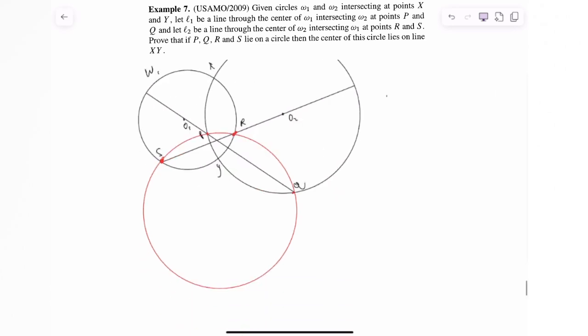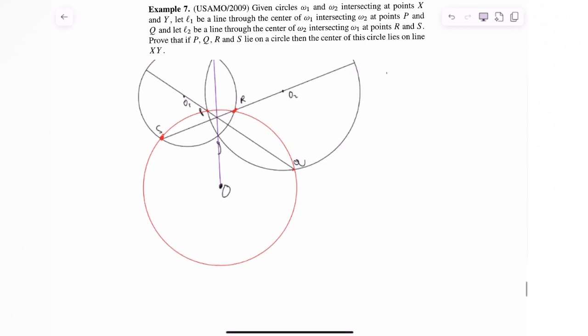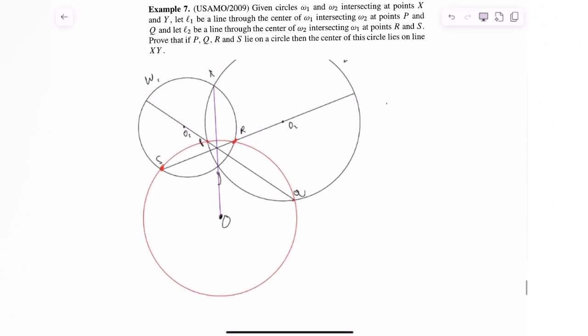Okay, if P, Q, R, S are on the circle, then the center of the circle, let's call this big O, lies on the line XY. So let's just plot the line XY and O. So my drawing is not that accurate. Don't care, we can just shift O over. So prove that O lies on the line XY.